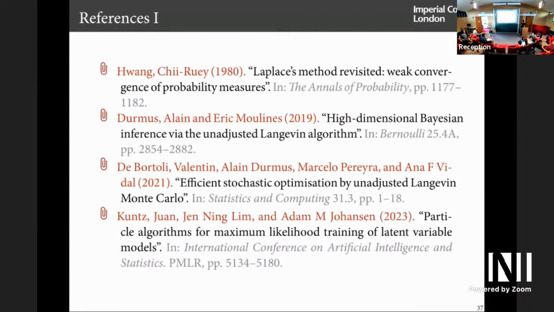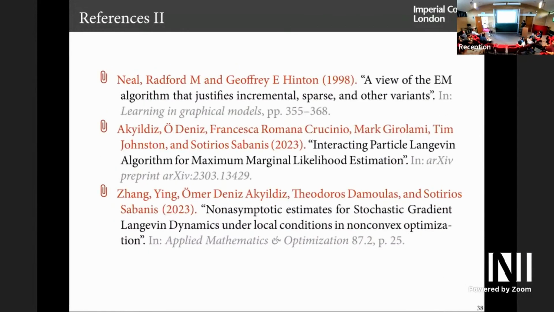The papers, if you want: this is the paper of Valentin, a nice paper using the unadjusted Langevin algorithm. Juan's paper, which is also very nice, is where we took the SDE from, right? And then this is our paper, and this is the paper where you can find non-asymptotic guarantees for SGLB, which is the reason I'm telling you that it's possible to do for non-convex optimization as well. That's it.